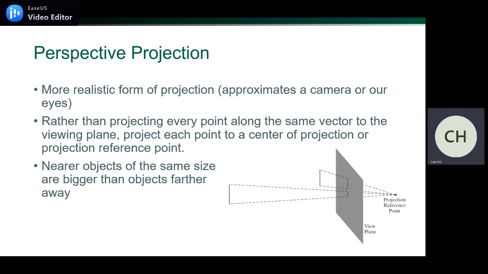Now, this is more natural because near objects of the same size are bigger than objects further away of the same size. So you can see here in this diagram, the horizontal line is the same length in both directions, but the closer one when projected to the viewing plane is longer than the one that's further away. And this is how we perceive the world. This is, in a sense, another depth indicator that our brains use for binocular vision.